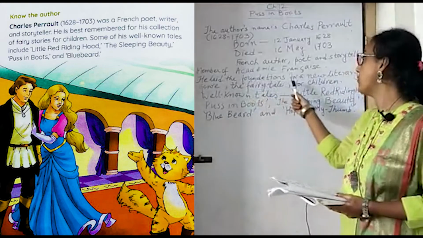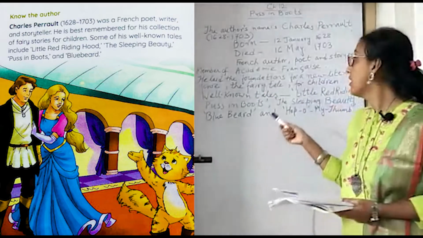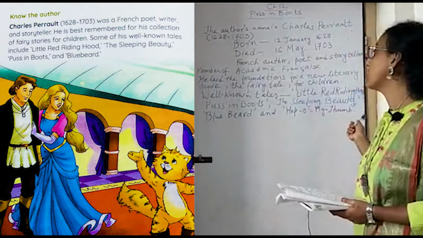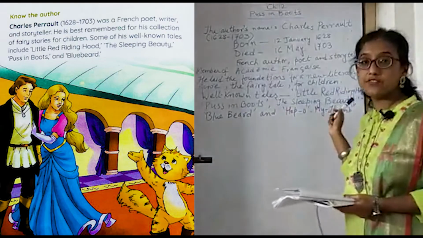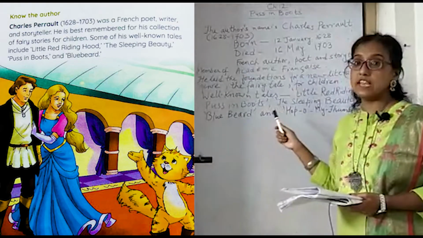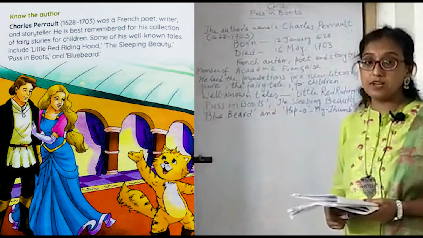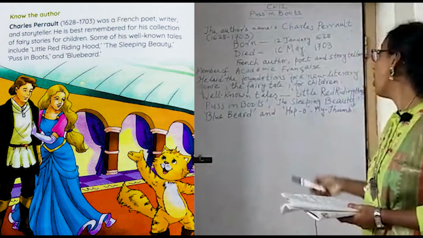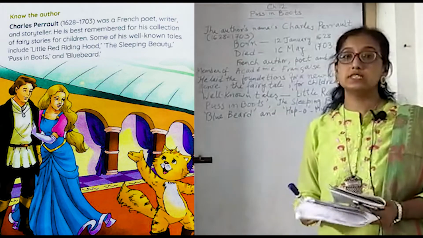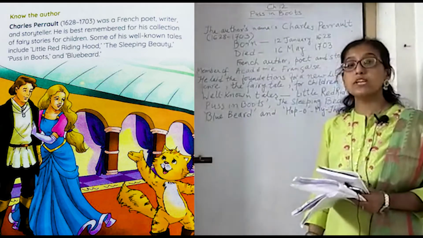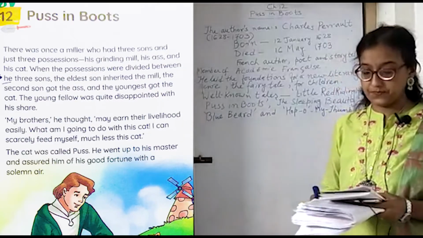He laid the foundations for a new literary genre, the fairy tale for children, with well-known tales: Little Red Riding Hood, Puss in Boots, The Sleeping Beauty, Bluebeard, and Hop O' My Thumb. So students, let us now go into the details of the story, Puss in Boots.